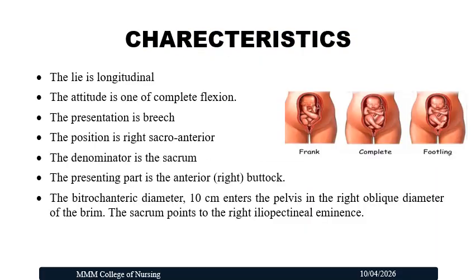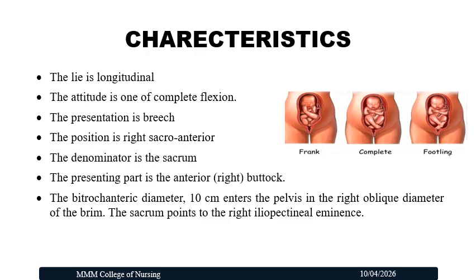Characteristics. The lie is longitudinal here. Attitude is one of complete flexion. The presentation is breech. Position is right sacroanterior. Denominator is the sacrum. Presenting part is the anterior right buttock. Here, the bitrochanteric diameter, that is 10 cm, enters the pelvis in the right oblique diameter of the brim. Sacrum points to the right iliopectineal eminence.